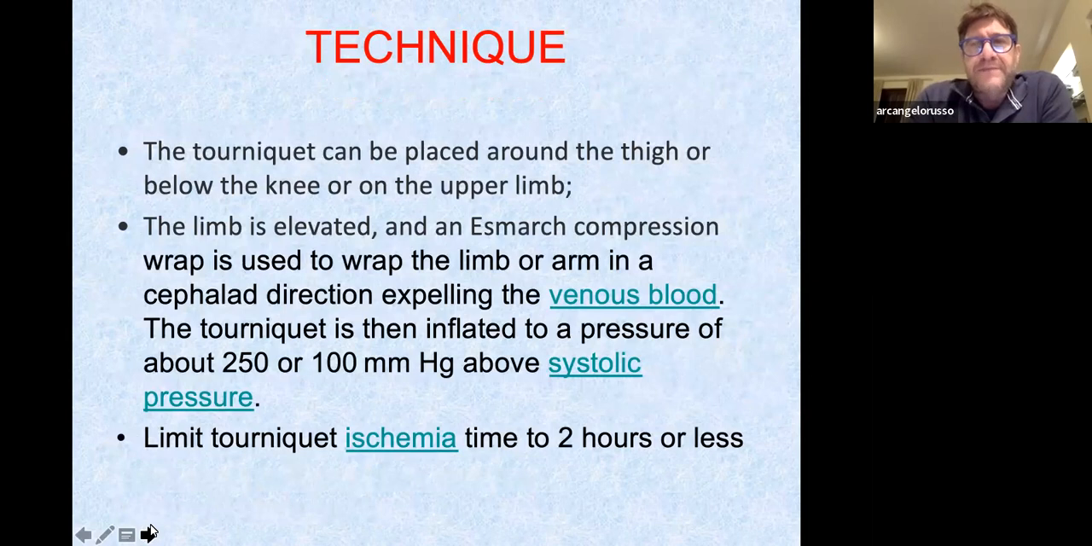The tourniquet is placed around the thigh or around the arm, below the knee or in the upper limb. The limb is elevated. Sometimes we use an Esmarch compression wrap in the cephalic direction to expel the venous blood. And the tourniquet is inflated to a pressure of about 250, maybe more in the leg, or 100 millimeters of mercury above systolic pressure. Limit ischemia.